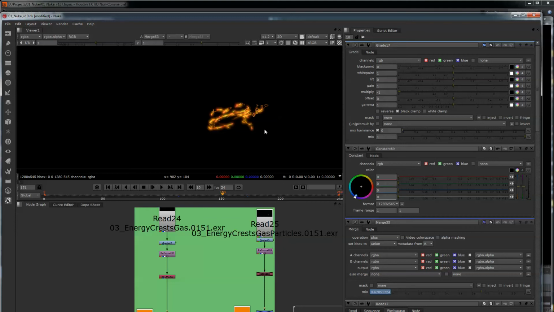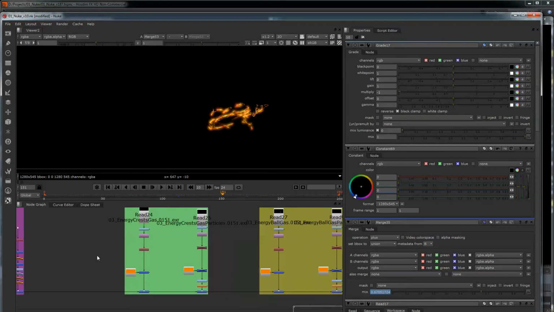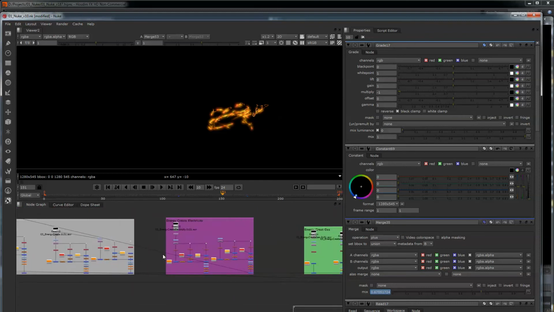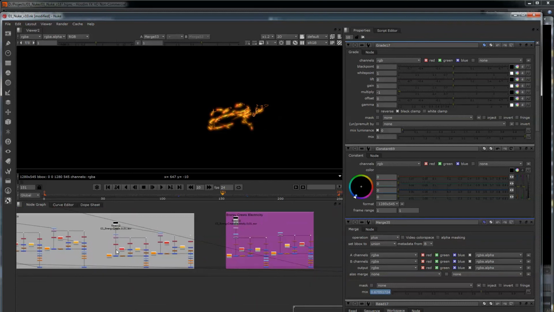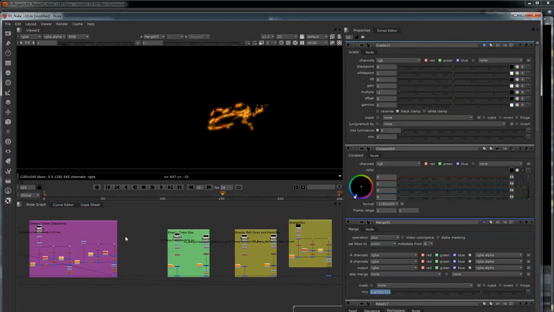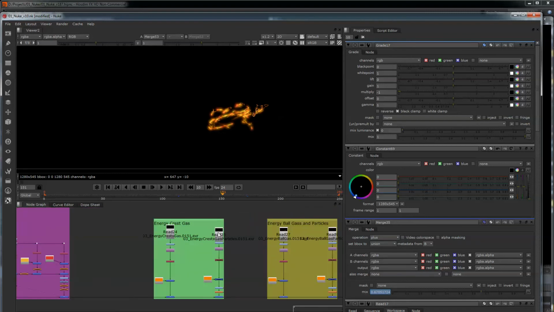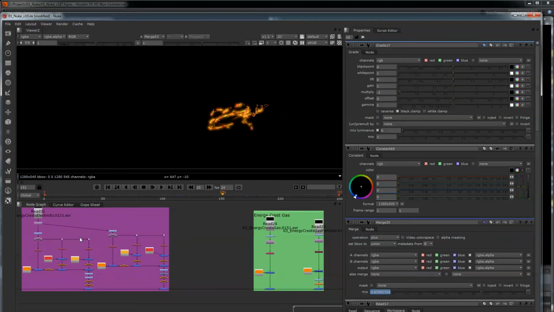So I got the elements: the energy crests as an element, the electricity, and then the gas and gas particles. So there are three things in there. Those three things are made up of dominant, subdominant, and accent. The crests would be the dominant shape, the electricity is the subdominant shape, and the gas is the accent.